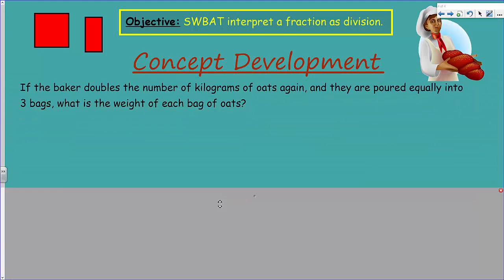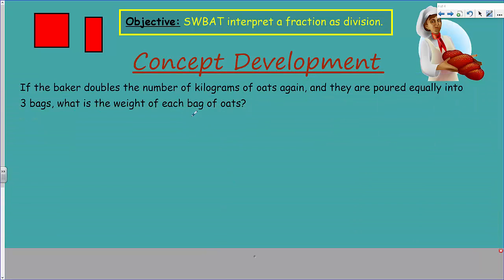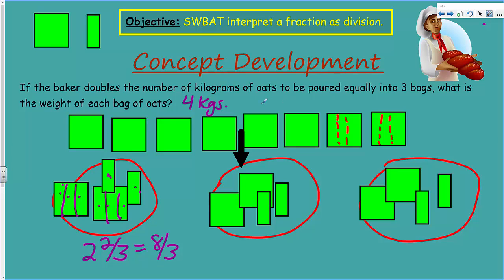Ooh, another problem. It says if the baker doubles the number of kilograms of oats again and they are poured equally into 3 bags, what is the weight? Oh, I see how it's different. If the baker doubles the number of kilograms of oats again, keyword again. See, the last one didn't have that. It just doubles the number of kilograms of oats to be poured equally.